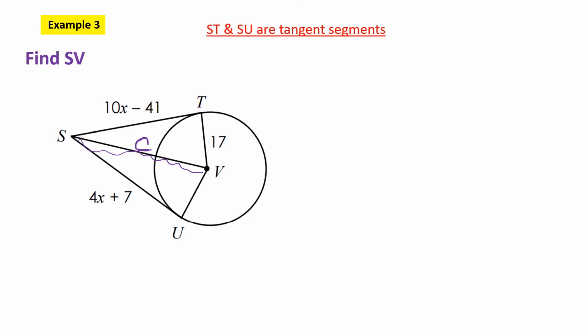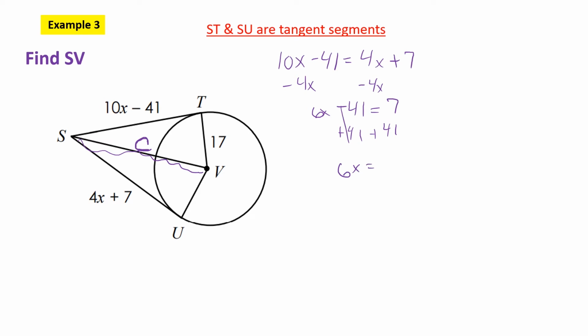Since these segments are tangent, of course, we know we could just set them equal to each other. So 10x minus 41 is equal to 4x plus 7. And just solving for x here, using more algebra skills, a lot of algebra and geometry. Subtracting 4x, I'm adding 41 to both sides. 6x is equal to 48, and then we divide by 6. So x is equal to 8, but we haven't found our answer here.